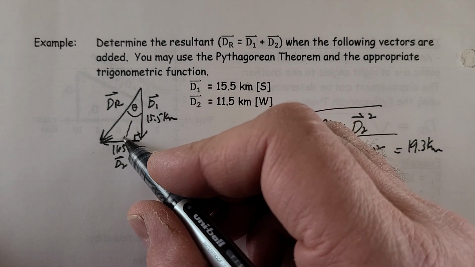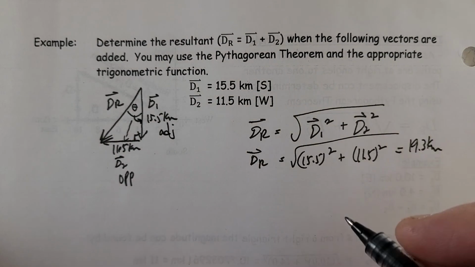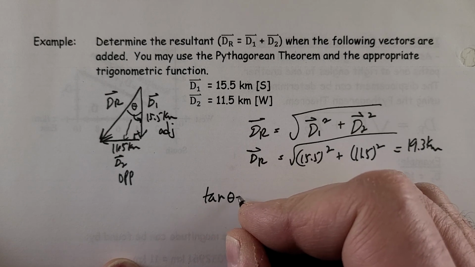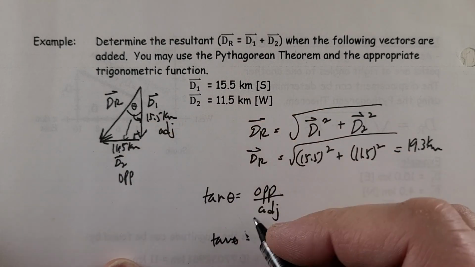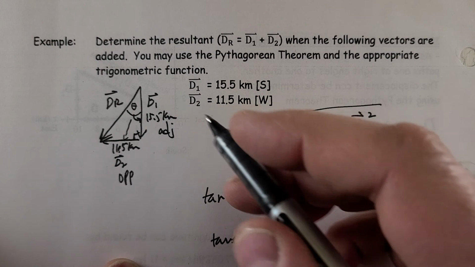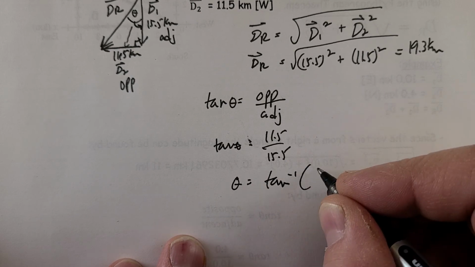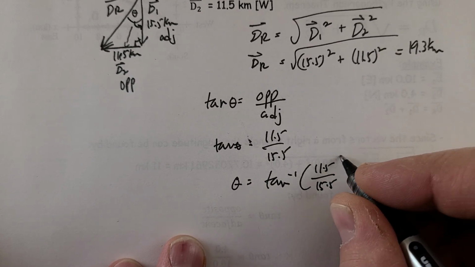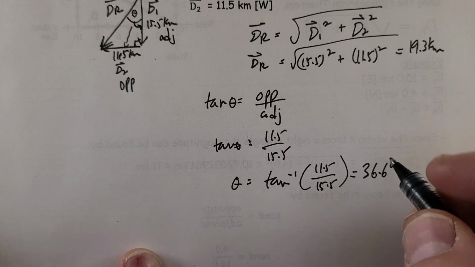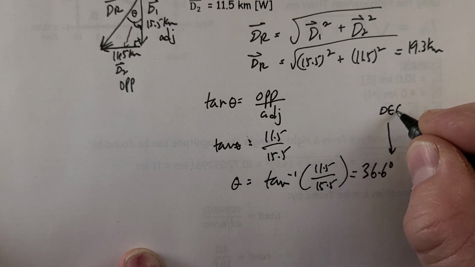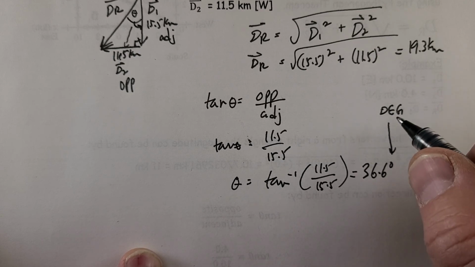Then over here, the opposite side is the part across from the angle that isn't the hypotenuse, and then we have the adjacent. So tan of theta equals opposite over adjacent. In this case, my opposite side is 11.5. My adjacent side is 15.5. If I'm looking for the angle, I have to find the inverse tan of that, and that's going to give me 36.6. Be careful, make sure that your calculator is in degree mode, or DEG, because if you're in a math class, you may have been using radian measure, so just be aware of that.